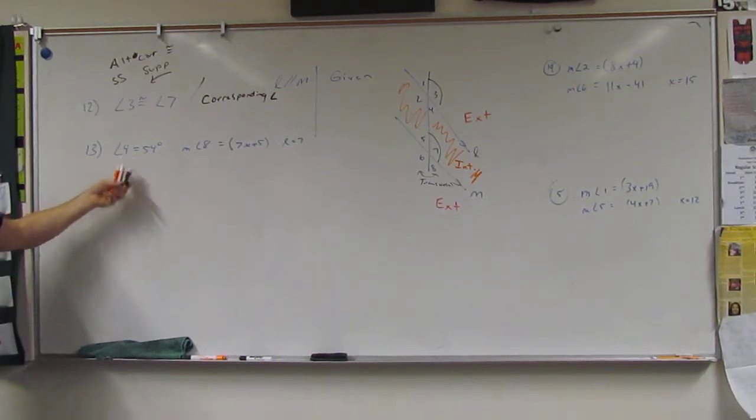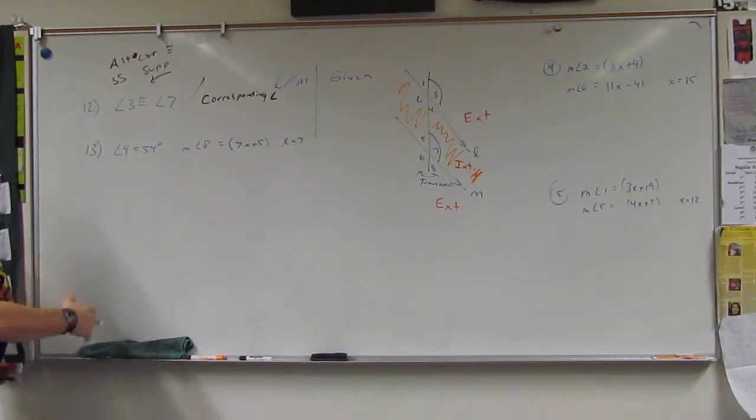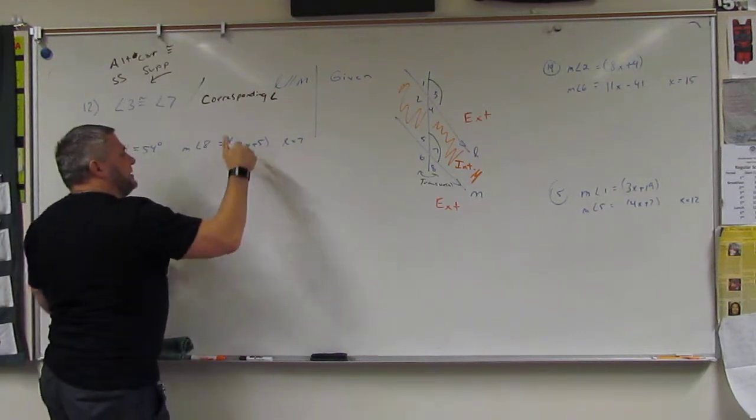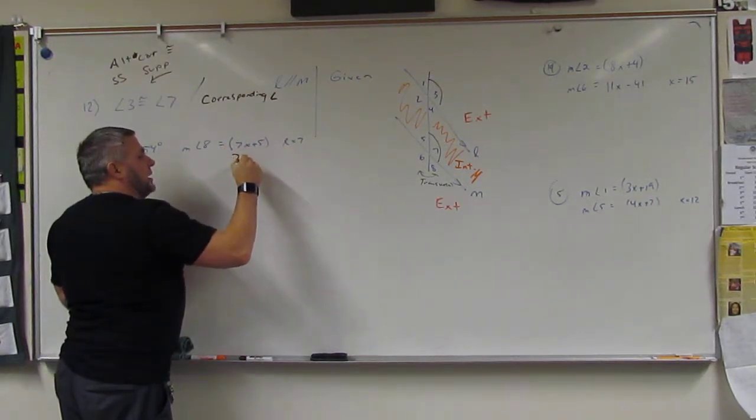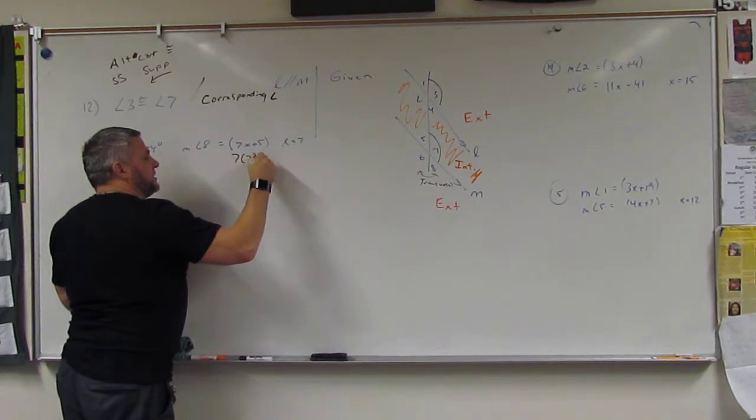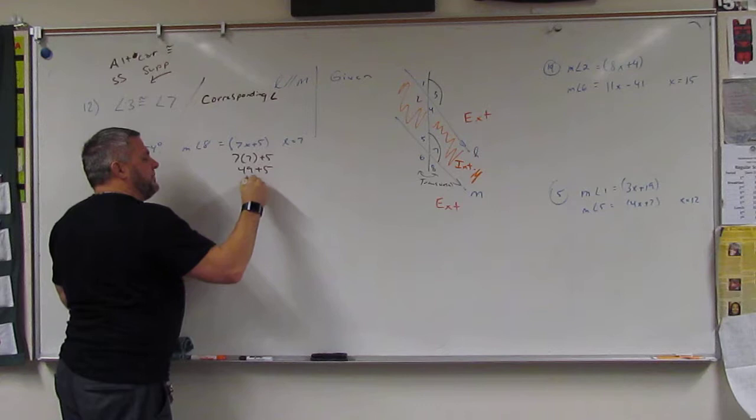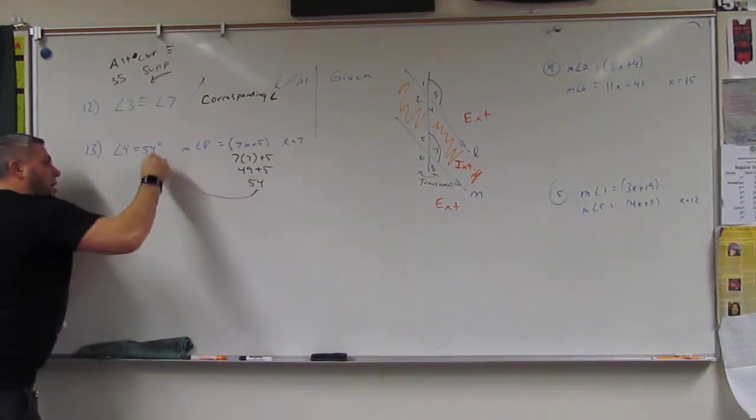Alright, next. They're saying angle 4 and angle 8. Now, when you plug in a 7 here, you got 7 times 7, plus 5. So that's 49 plus 5, which is 54. Are these equal?